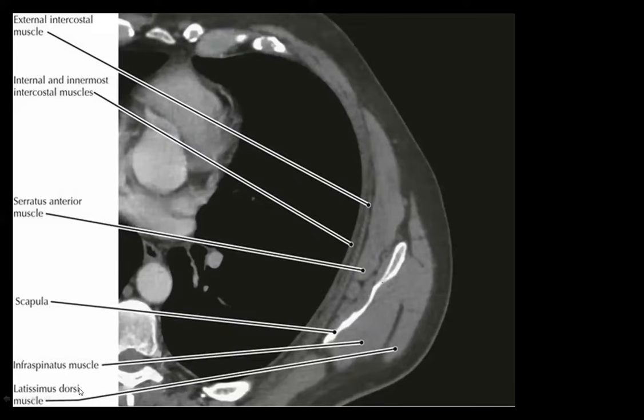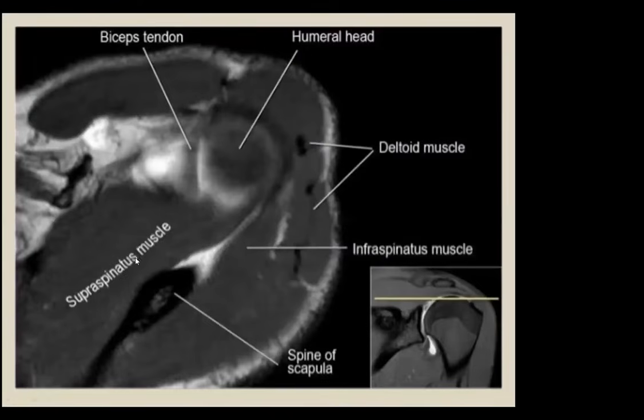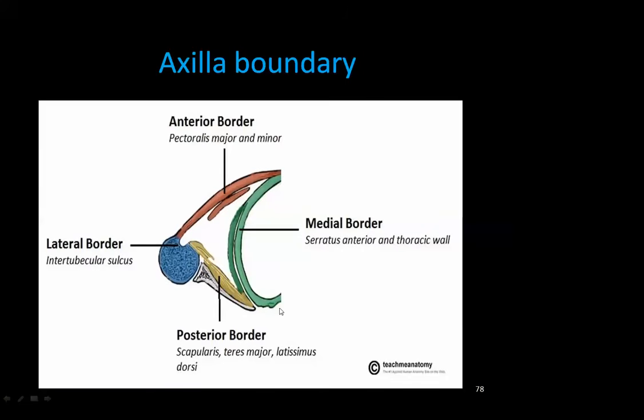This is the scapula. And this is the latissimus dorsi. And this is the infraspinatus muscle of the scapula. Now, you can remember again, above the spine, it is the supraspinatus muscle, biceps tendon here, humeral head here, deltoid, infraspinatus muscle. So in the axillary boundary, you can see the pectoralis major and minor muscles, serratus anterior and thoracic wall, humeral head, and posteriorly the subscapularis, teres major, and latissimus will come later.